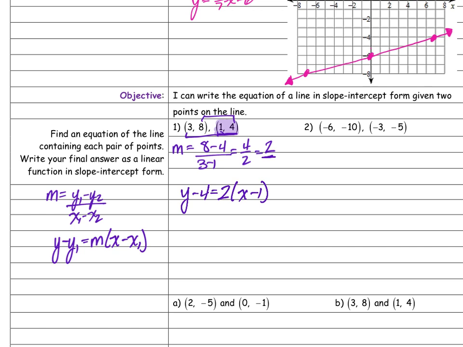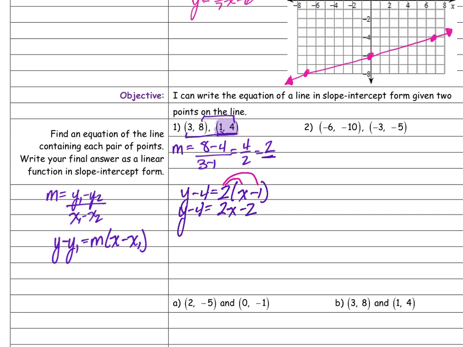Now I want to solve for y, right? So I want to get y by itself. How do I do that? I have to get rid of the parentheses first on the right-hand side. So I'm going to distribute the 2 through there. So I get y minus 4 equals 2x minus 2.